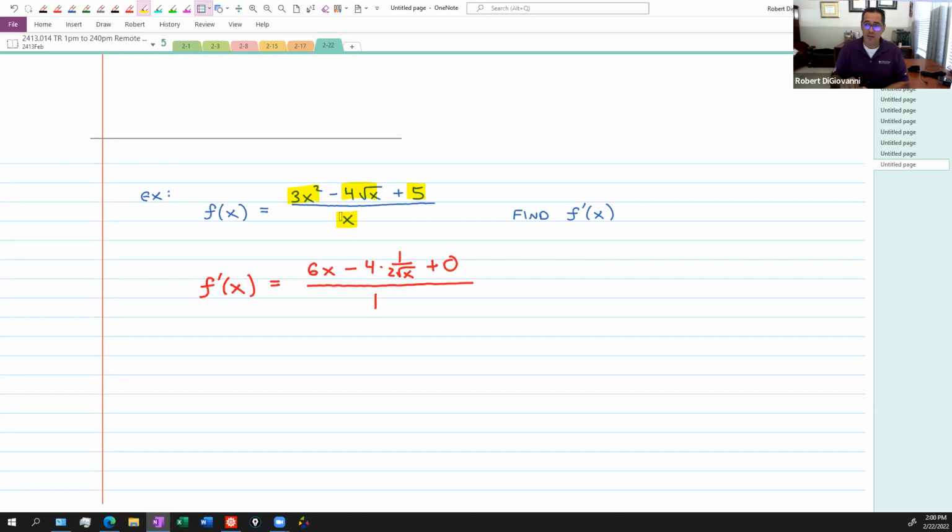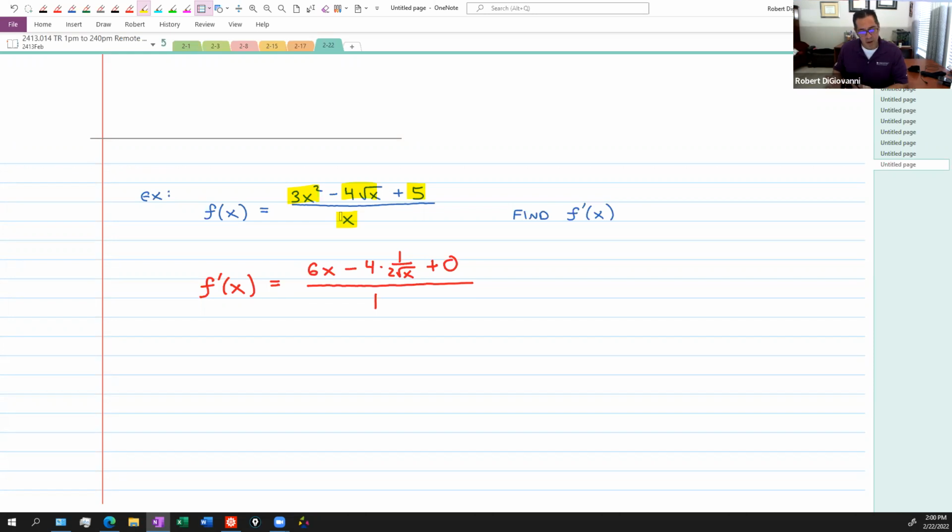You are not allowed to do this. If you have division, you are not free to just take the derivative of the top and bottom separately. I'll say it again. If you have division, you are not allowed to take the derivative of top and bottom separately. All right, that's three times I've said that.